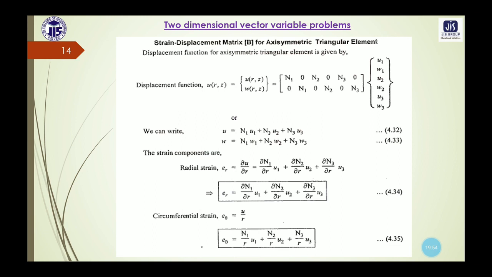Next we need to find the circumferential strain, epsilon theta. This equals u by r. So epsilon theta can be written as N1 u1 by r plus N2 u2 by r plus N3 u3 by r, which is our equation number 4.34 and 4.35, and this is the mathematical representation of the circumferential strain.